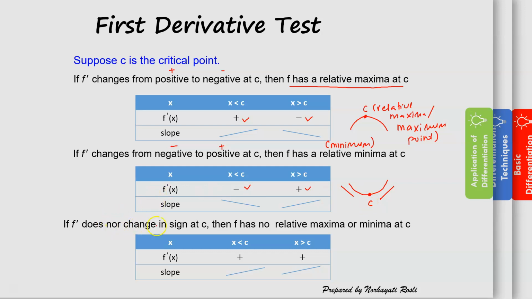And then if f prime does not change sign at C, then f has no relative maxima and also no relative minima at C. For example, in this table, when x is less than C, f prime of x is positive, and it is also positive when x is greater than C. For this one, the slope is going up, and for this one, the slope is also going up. So the graph is just like this, meaning there is no relative maxima or relative minima.